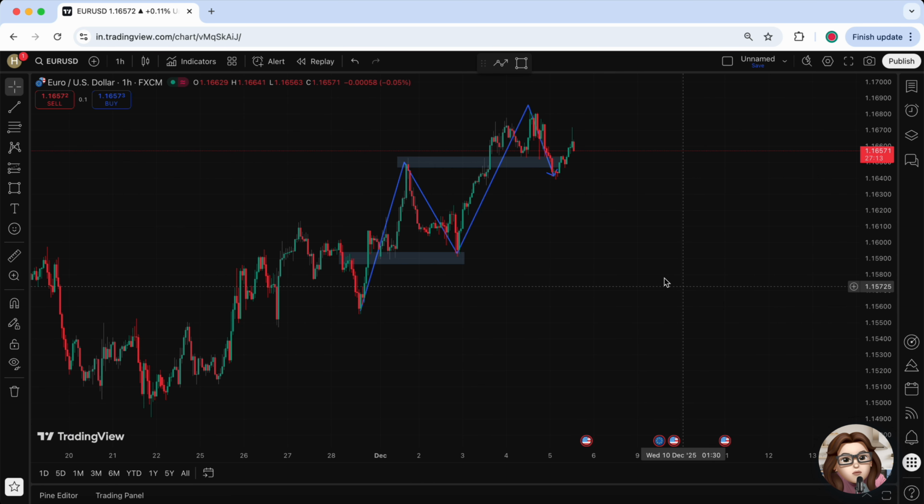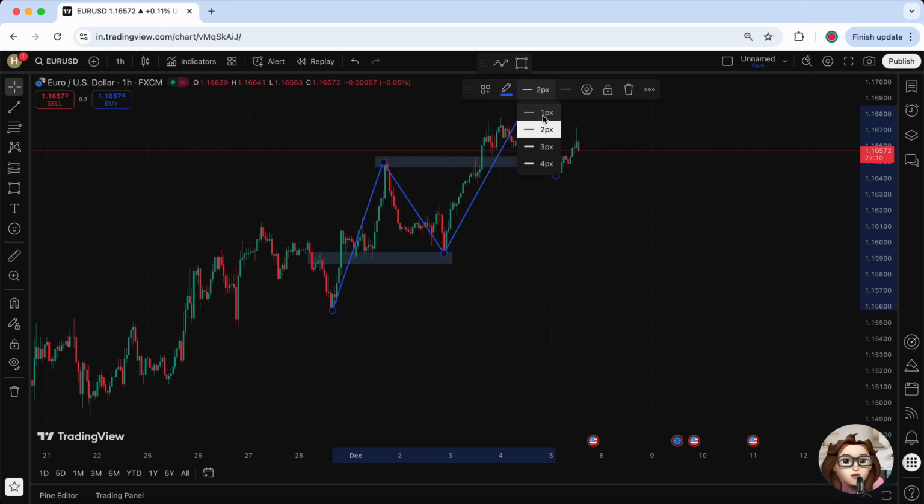With these steps, you're ready to analyze Forex markets and make informed trading decisions.